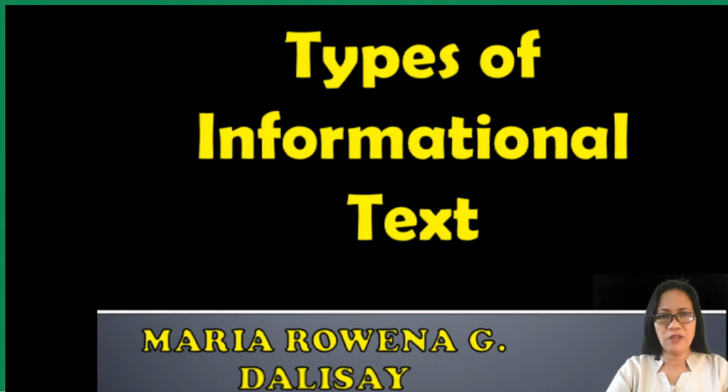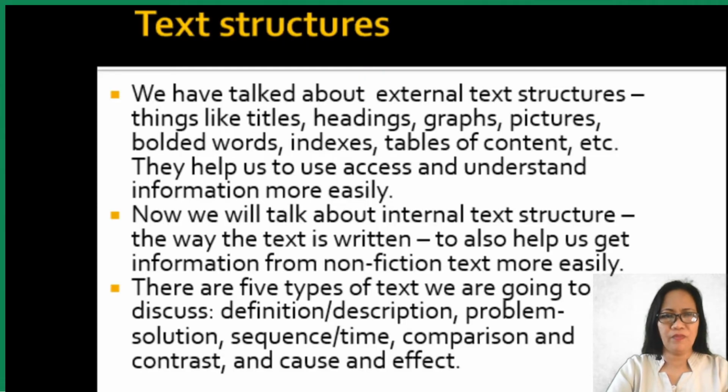Our lesson for today is all about types of informational text. We have here some text structures. We have talked about external text structures, things like titles, headings, graphs, pictures, bolded words, indexes, tables of content, and others. They help us to use, access, and understand information more easily.